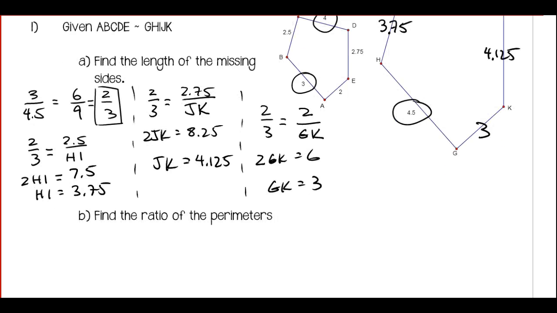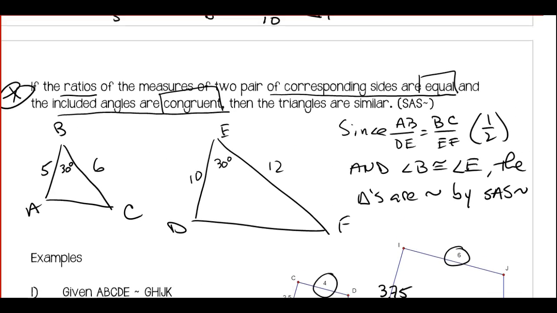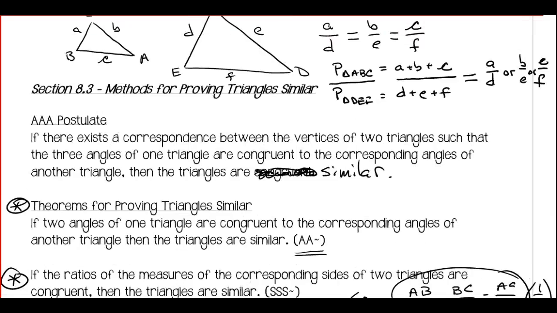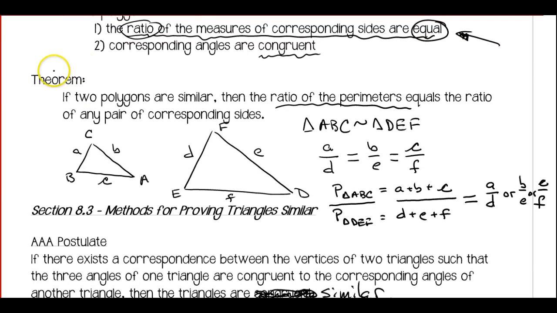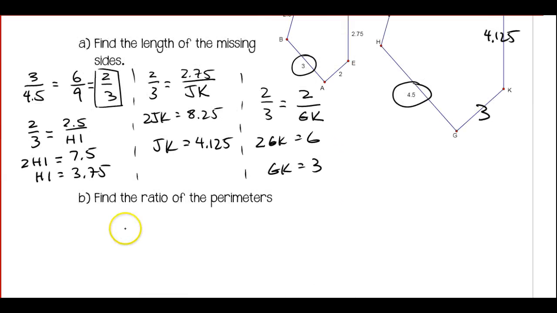So part B, I want to find the ratio of the perimeters. Now we could add up the sides of polygon ABCDE and do the same thing with GHIJK and then find the ratio of those. But since these polygons are similar, I have a theorem up here that says if two polygons are similar, the ratio of their perimeters is equal to the ratio of any pair of corresponding sides. So really, I have the answer already. The ratio of the perimeters is going to be the same as the ratio of the corresponding sides, 2 to 3.